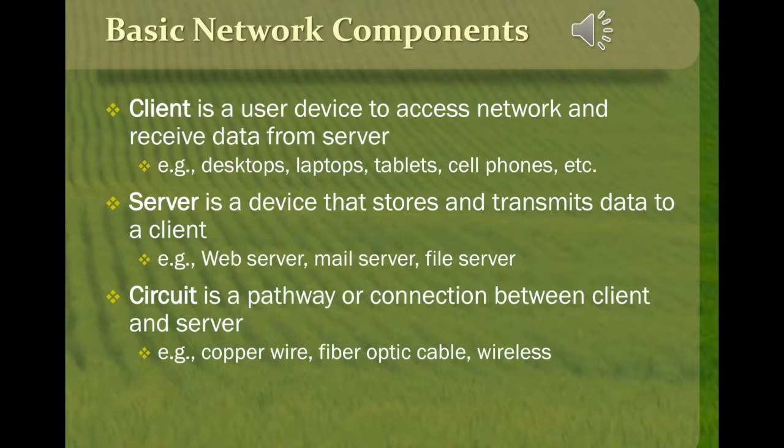A circuit is a pathway or connection between the client and the server. This includes the actual physical Ethernet wires or fiber optic cables, wireless communication, and what have you. They are the actual connectors that link the client and the server together. So think about the physical wiring and the connections that go from one machine to the other, and that would represent the circuit as part of the basic network components.